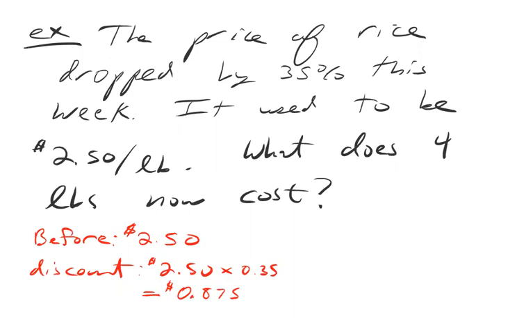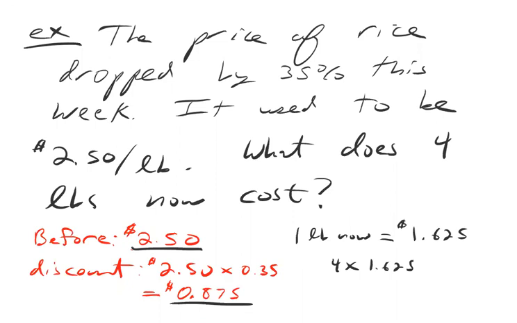Then I need to take the 250 and subtract off the 0.875. And I get, for 1 pound now, after the discount, $1.625. And I'm just carrying the 5. It doesn't make sense to, because it really should be $1.63. But I'm carrying the 5 so I don't have rounding error as I do all this stuff. So now 4 pounds, 4 times 1.625 is $6.50.